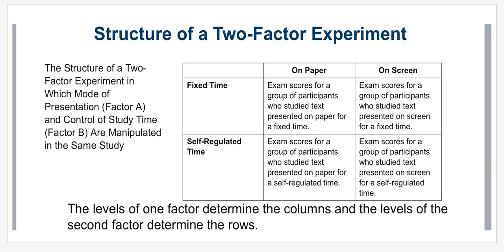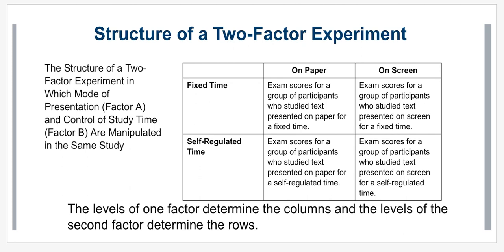So here, factor A, or independent variable A, is the mode of presentation of the material that they are studying. So they're either studying on paper, you see the columns, or they are studying on a screen, a computer screen of some kind.